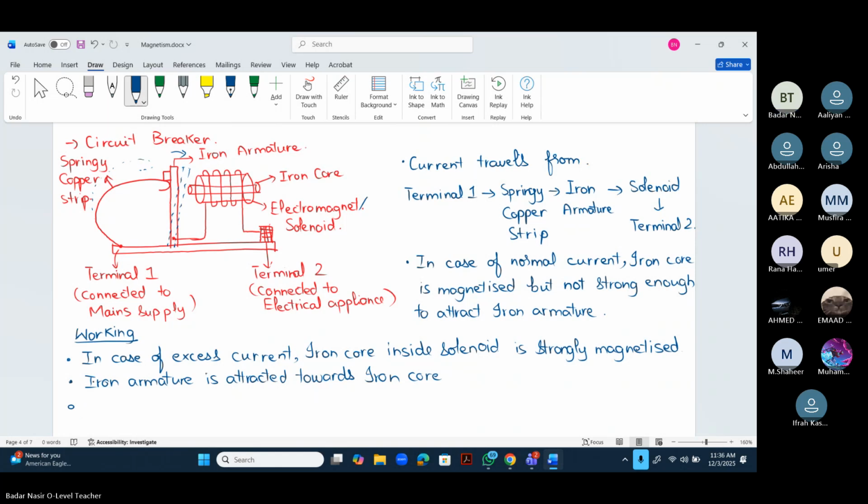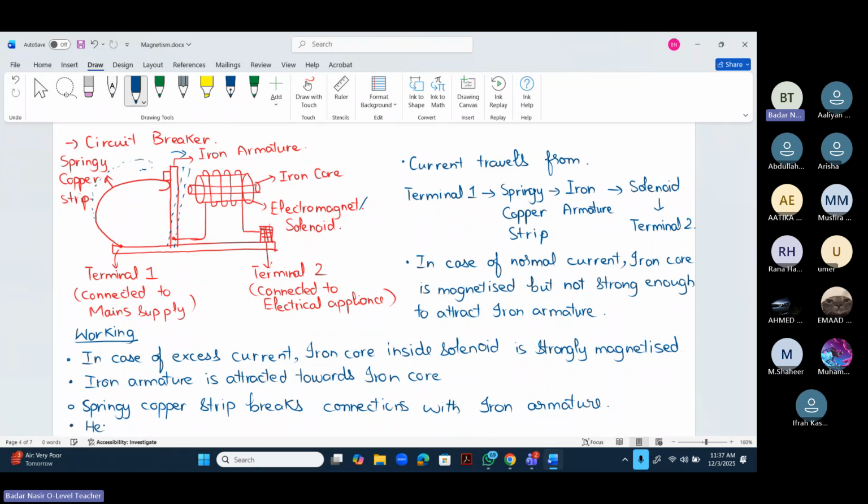So we can say that springy copper strip breaks connection with iron armature. So you can see कि जो आपके पास कॉपर की स्ट्रिप है वो ब्रेक कर लेगी अपना कनेक्शन और वो ये इस तरह से हवा में चली गई, ठीक है, hence stopping the flow of current to the appliance, hence flow of current to terminal 2 is stopped. So this is how the circuit breaker works.